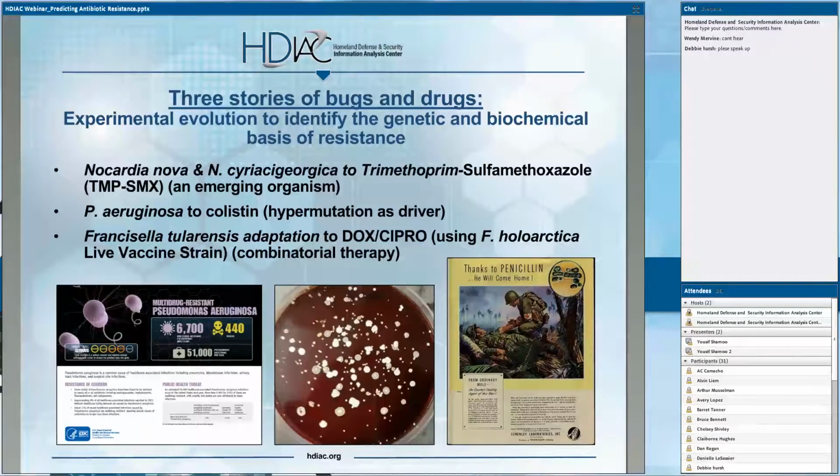And the third story really touches on some of the challenges we have around potential WMD agents, in this case, Francisella tularensis. And we were interested in understanding whether combinatorial therapies towards Francisella might be more useful than the single therapies, and what the hazards might be of using combination therapies for that particular organism. So it's 3 different vignettes, and I'll try to go through them really pretty quickly, but hopefully there'll be some good questions at the end.